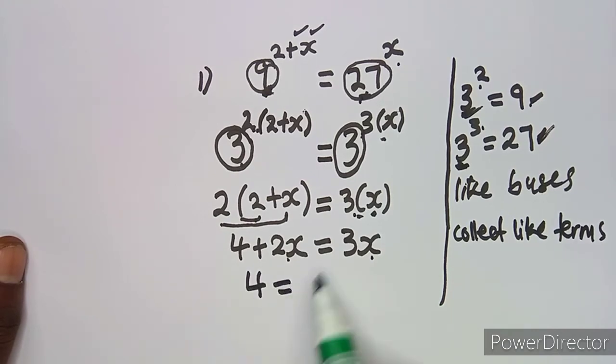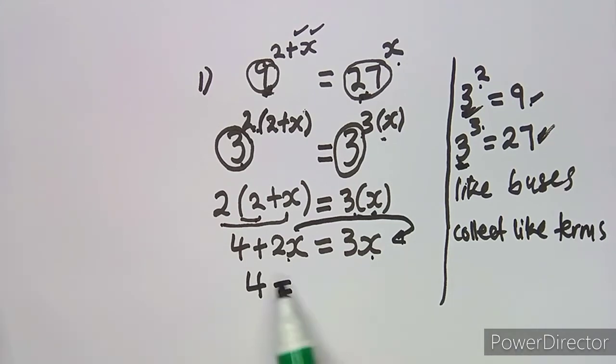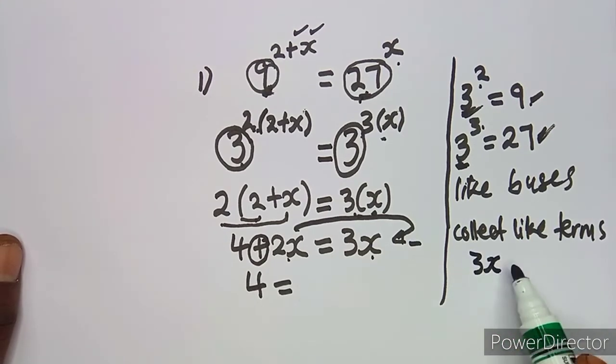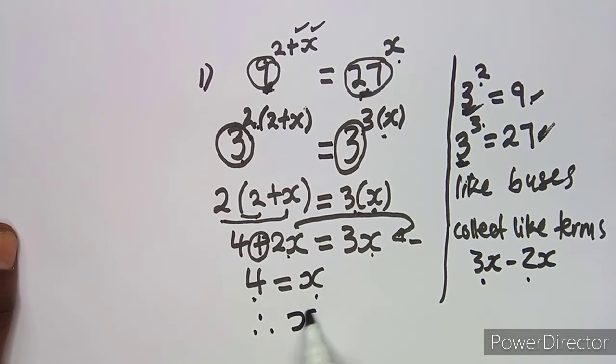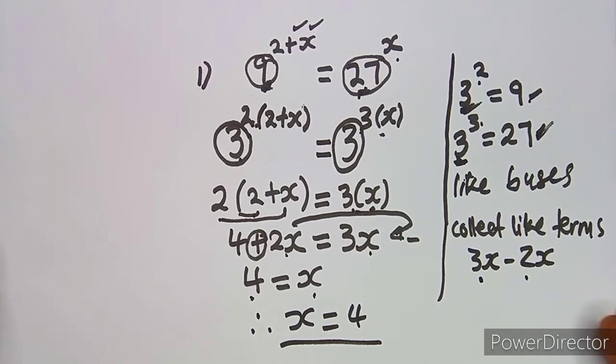So 4 is equal to, if I transpose this to the right hand side, it's going to be a negative. It was a plus here, so it's going to be a minus. So it's now 3x minus 2x, of which 3x minus 2x is going to give us x. So as you can see, if 4 is equal to x, it simply means that x is equal to 4. It's one and the same thing. So our x is going to give us a 4 there. So that is the idea there. That's how you can easily solve such typical questions. Okay, so that's the idea.